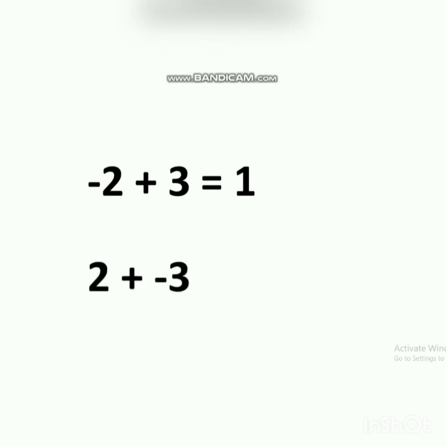If the numbers are given like this, 2 plus -3, here also we have two numbers with different signs. So find the difference between 2 and 3, which is again 1. And what is the sign of the greatest number? Here the greatest number is 3. And what is the sign of 3? It is negative. So put the negative in the answer. So the answer is -1.